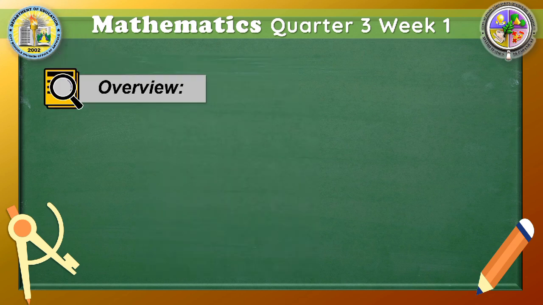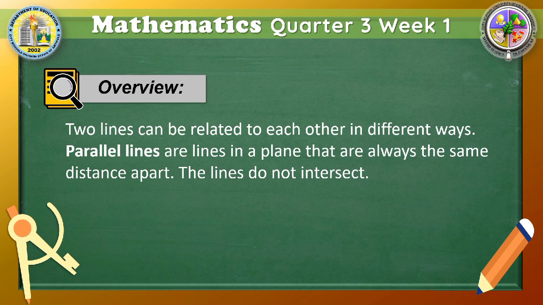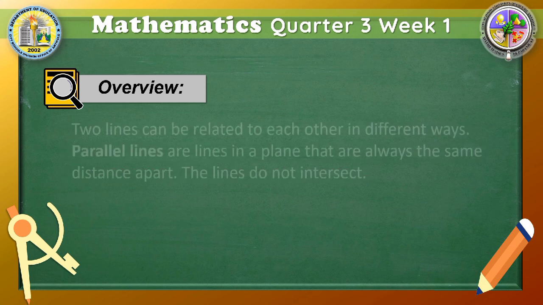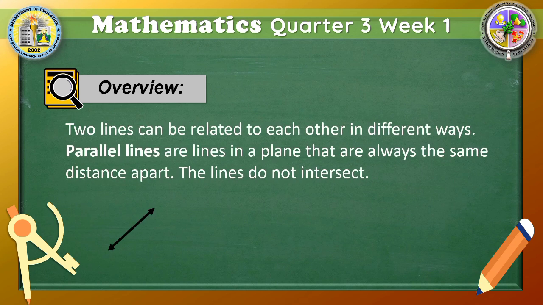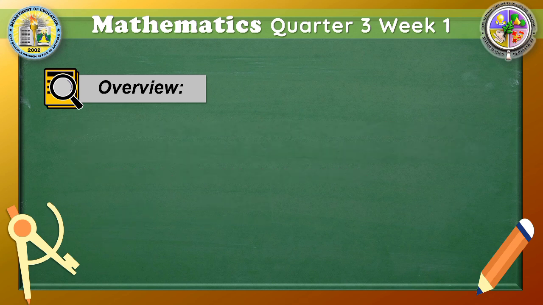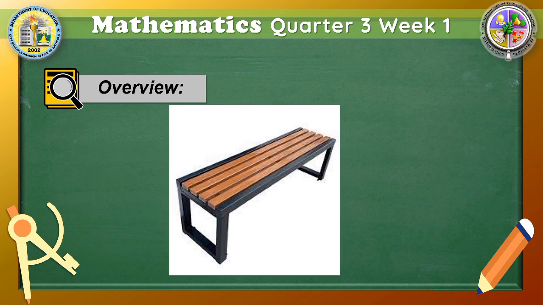Let's have an overview. Two lines can be related to each other in different ways. Parallel lines are lines in a plane that are always the same distance apart. The lines do not intersect. Look at that. And also parallel lines, we can relate them to two objects. Look at the bench. Can you see that line?